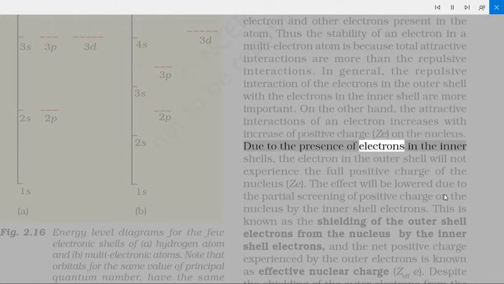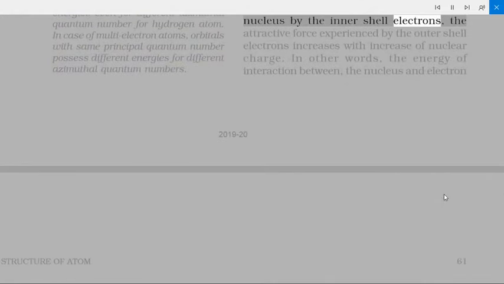Due to the presence of electrons in the inner shells, the electron in the outer shell will not experience the full positive charge of the nucleus, Ze. The effect will be lowered due to the partial screening of positive charge on the nucleus by the inner shell electrons. This is known as the shielding of the outer shell electrons from the nucleus by the inner shell electrons, and the net positive charge experienced by the outer electrons is known as effective nuclear charge, Zeff. Despite the shielding of the outer electrons from the nucleus by the inner shell electrons, the attractive force experienced by the outer shell electrons increases with increase of nuclear charge.